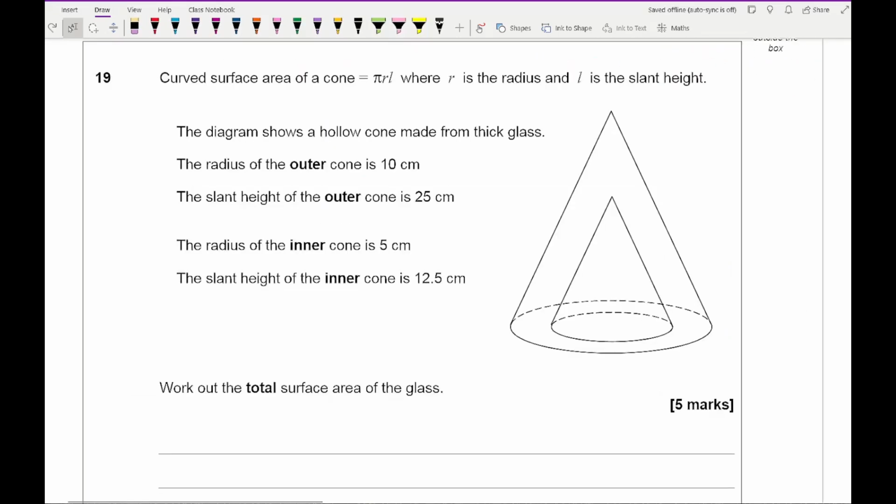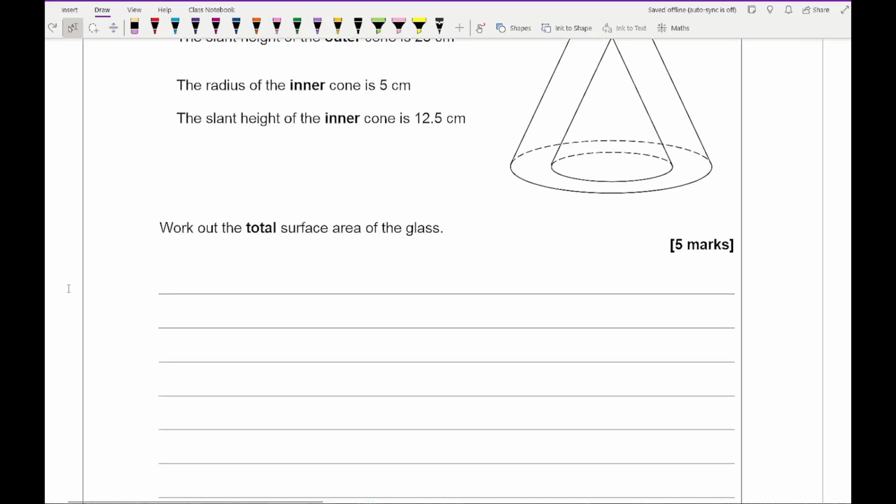Now moving on to question 19, it says the curved surface area of a cone is pi r L, where r is the radius and L is the slant height. The diagram shows a hollow cone made from thick glass. The radius of the outer cone is 10 centimeters. The slant height of the outer cone is 25 centimeters, and the radius of the inner one is 5, and the slant height of the inner is 12.5. Work out the total surface area of the glass.